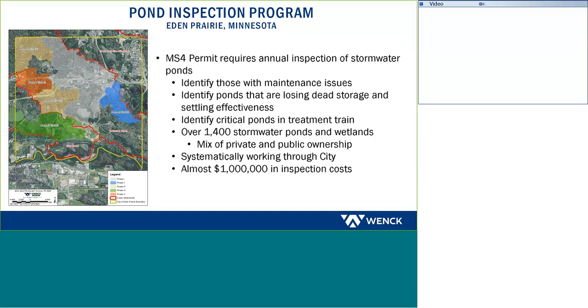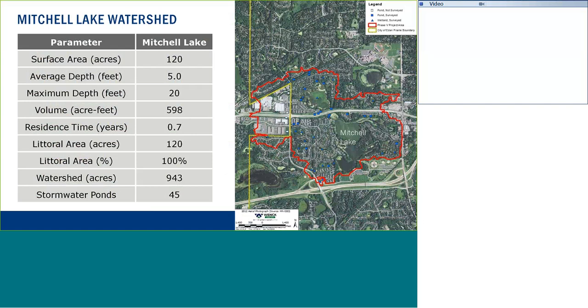To date, they've been systematically working through the city to inspect all these, and they spent almost $1 million in inspection costs to go out and do this. It's a lot of money, and I'm going to argue that we've gotten little benefit out of that inspection program. It could be simplified. So I'm going to break it down. I can't go through the whole city, but I'm going to break it down to a lake that we're looking at close in the city of Eden Prairie here.